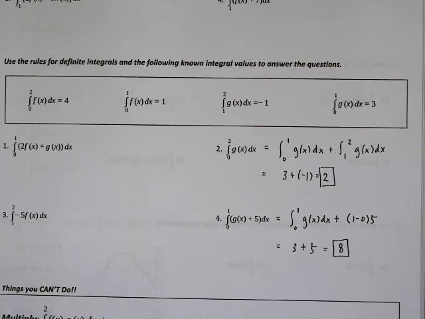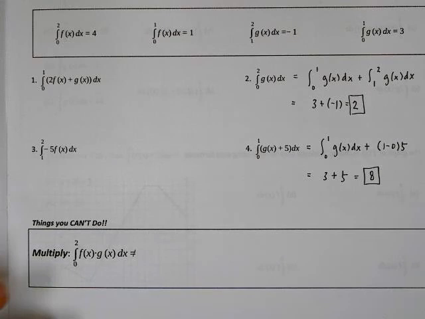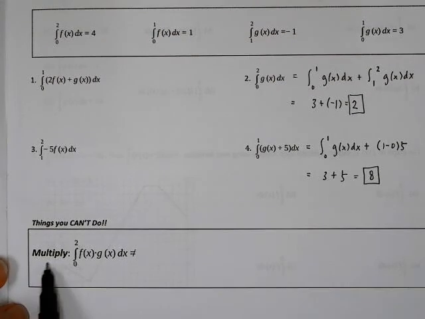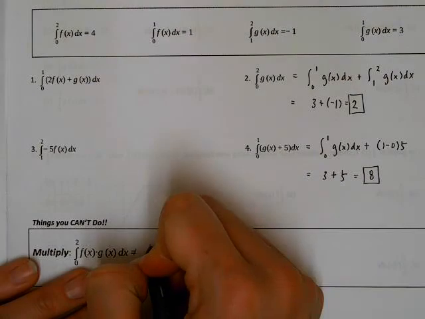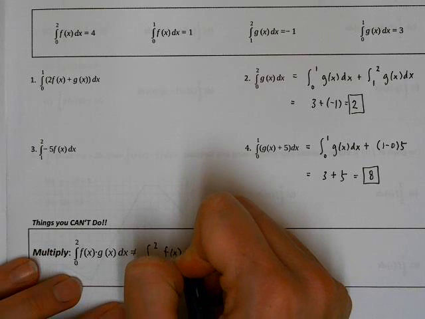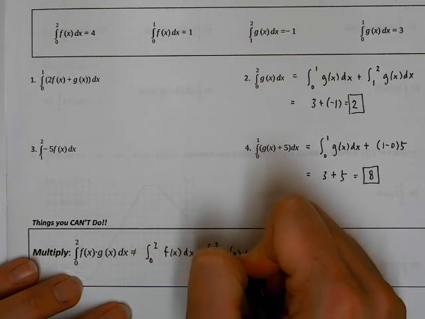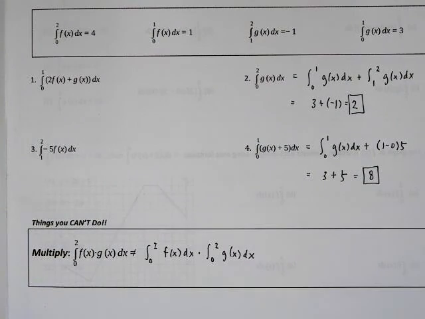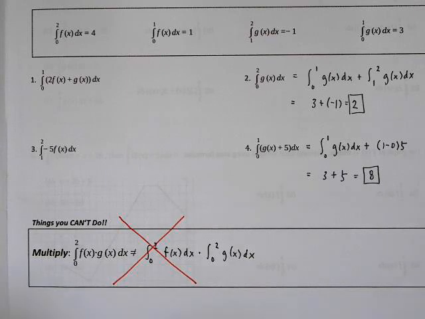Now, one big thing that catches students all the time: there is one thing that you cannot do. There is no multiplication rule. The integral from 0 to 2 of f of x times g of x is not equal to the integral from 0 to 2 of f of x dx times the integral from 0 to 2 of g of x dx. I'm just going to put a big red line through this. Students get caught on this over and over again. You cannot multiply like that. That is not a property of integrals.